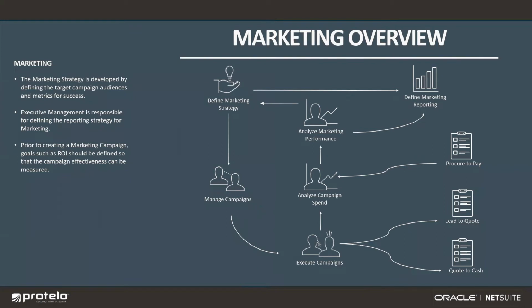The leading practices start with defining my marketing strategy, which includes defining my target campaign audiences and my metrics for success. Next, I'm going to create and execute my campaigns. At that point, the marketing automation is going to attribute leads and orders back to the individual campaigns. At the same time, we're going to be able to attribute cost and expense to the campaign as well, capture that spend, which then allows us to analyze our performance, including real-time campaign ROI, so we can make adjustments to really maximize the efficiency of our marketing spend.